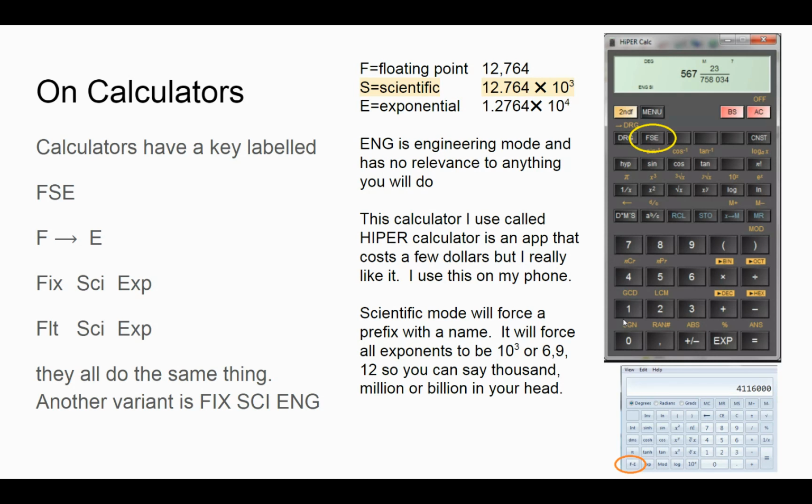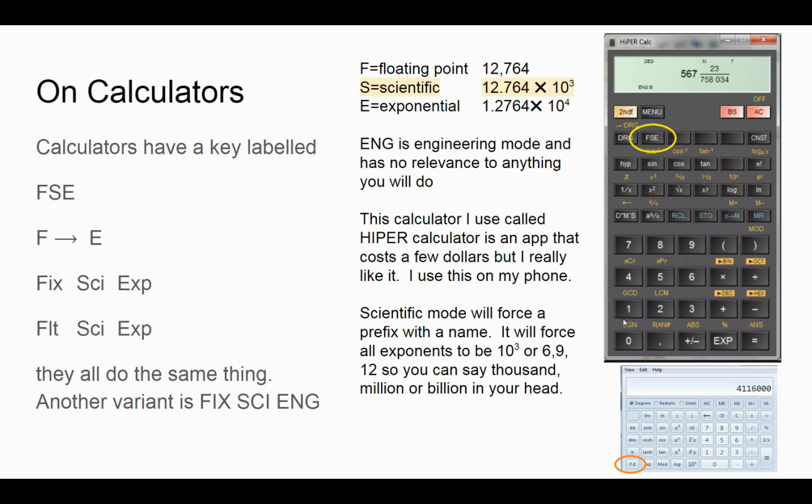Eng mode, engineering mode, is for engineers. They are horrible people. They have no social lives, and they build things that fall down, and we're not going to talk about engineering mode. Now, the calculator I use on my cell phone is called Hypercalculator. It was an app worth, I don't know, was it like $4? I really love my Hypercalculator because I can't stand the Windows calculator. So Hypercalculator has really helped me out on my phone because my phone's calculator sucks. Okay?